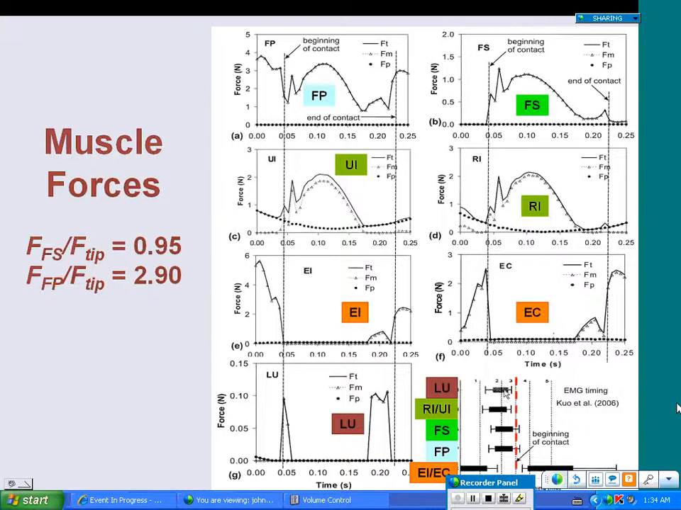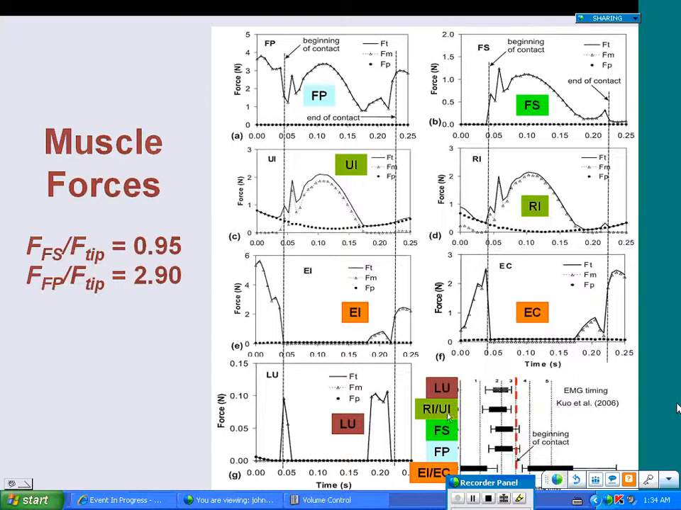Secondly, we compare our results with the EMG measurements. In the recent paper, Core 2006, in the Journal of Biomechanics, they published the EMG measurements in different muscles.